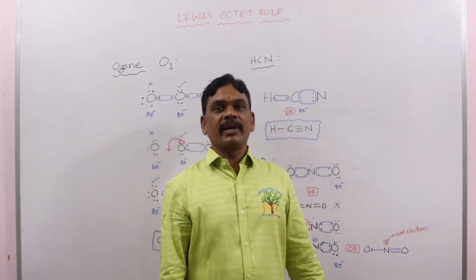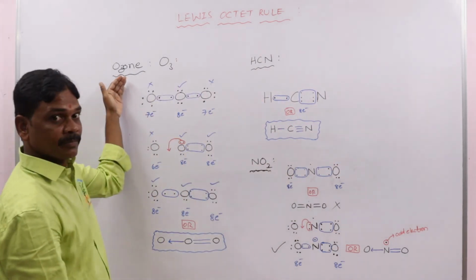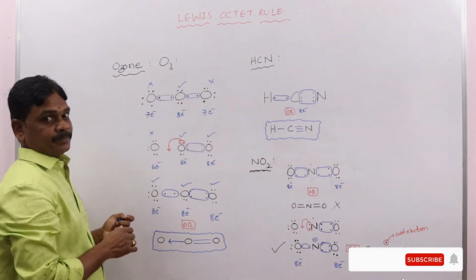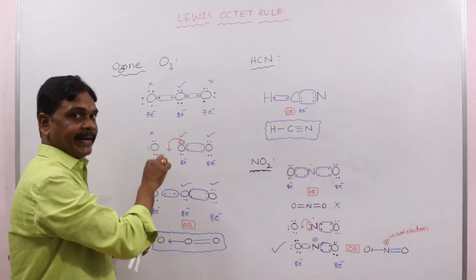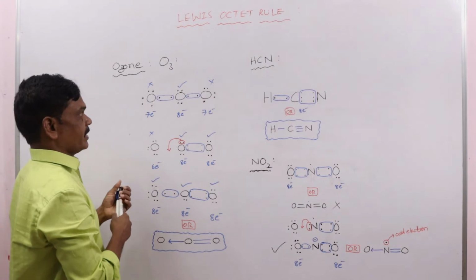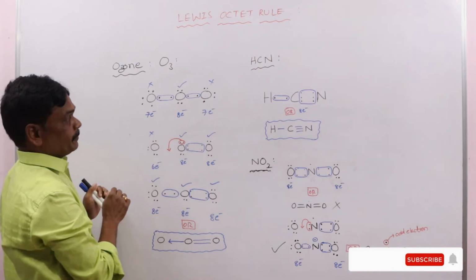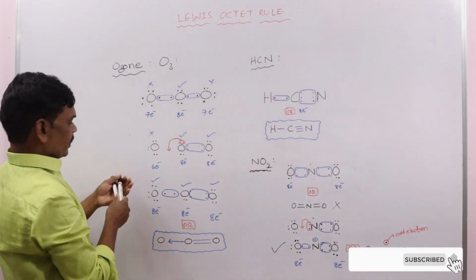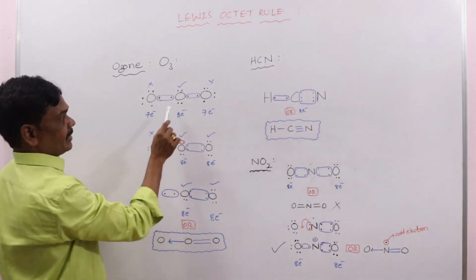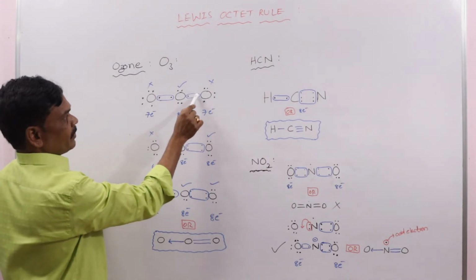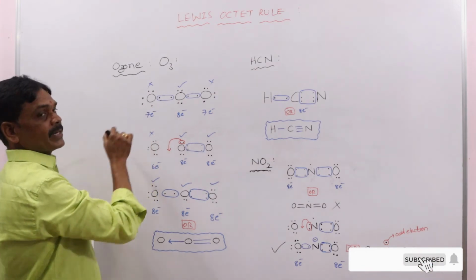Let us discuss some important examples of the Lewis octet rule. The first example is ozone. Its molecular formula is O3. In the formation of O3, are all oxygen atoms getting 8 electrons or not? For example, first oxygen, second oxygen, third oxygen. In the first structure, here you see 1, 2, 3, 4, 5, 6, 7, only 7 electrons are there. But the middle oxygen has 1, 2, 3, 4, 5, 6, 7, 8, 8 electrons. And here also we have 7 electrons. So this structure is not correct.